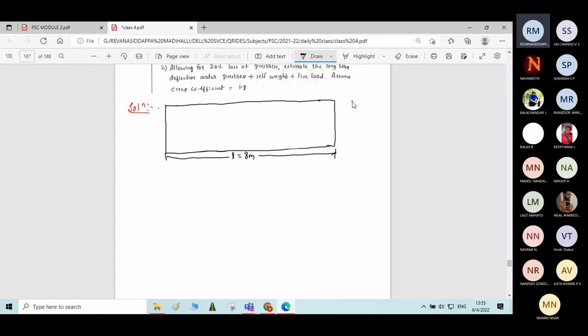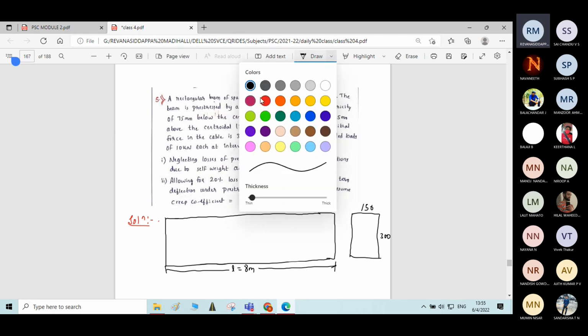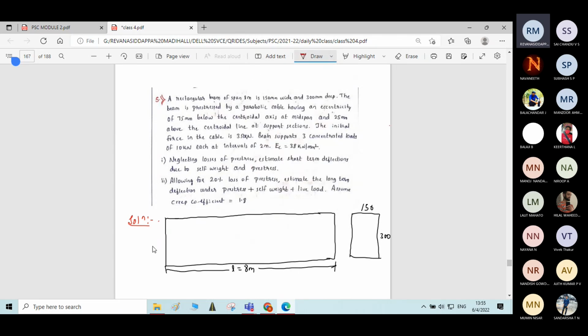Let me write the cross section as well here, 150 by 300. Then prestressed by a parabolic cable having an eccentricity of 75 mm below the central axis at midspan and 25 mm above the central line at support sections. First write the central axis so that we can write the cable profile as per the given problem.